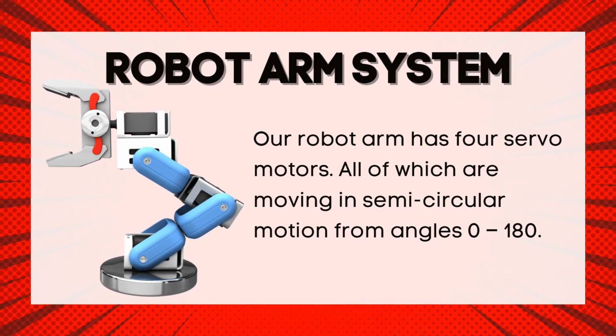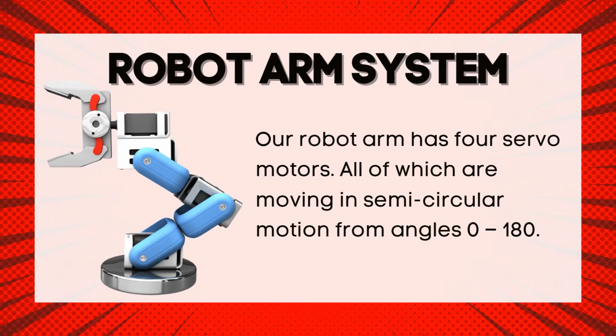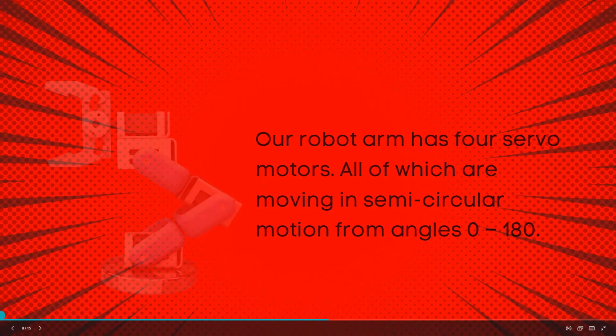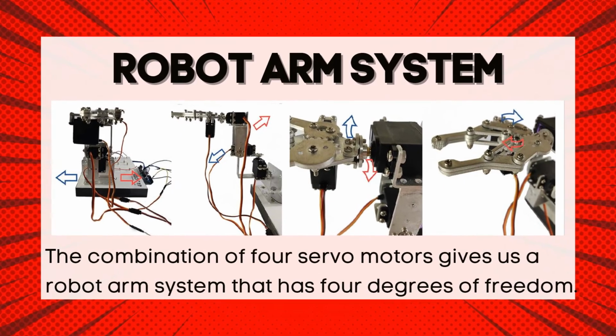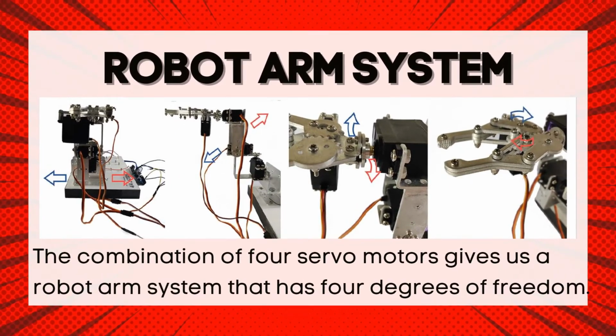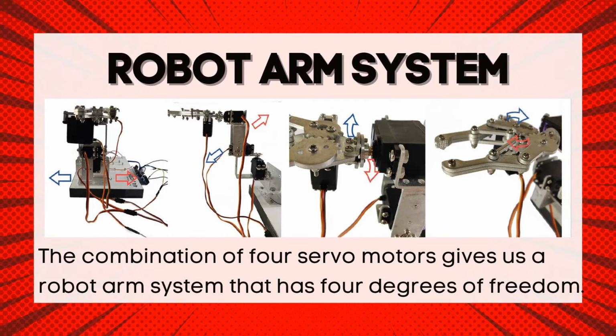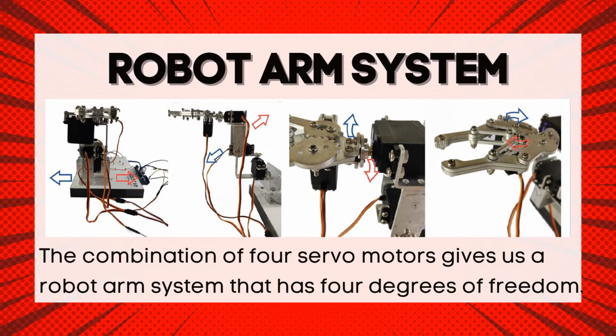Our robot arm has 4 servo motors, all of which are moving in a semicircular motion from angle 0 to 180 degrees. So let's see an example. These servo motors can be called degrees of freedom, meaning each servo motor can operate independently with a certain amount of freedom. The combination of 4 servo motors gives us a robot arm system that has 4 degrees of freedom, as you can see on our picture.